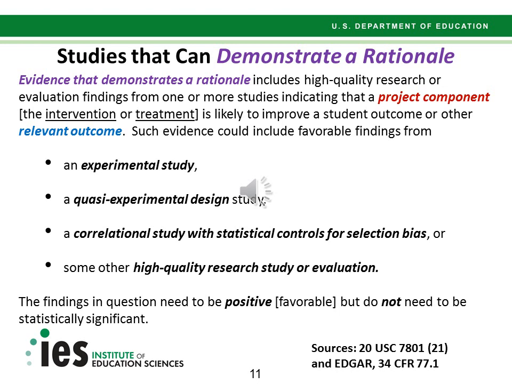Evidence that demonstrates a rationale can include favorable findings from an experimental study, a quasi-experimental design study, a correlational study with statistical controls for selection bias, or some other high-quality research study or evaluation. The findings in question need to be positive, that is, favorable, but do not need to be statistically significant. These findings do not need to be reviewed by the What Works Clearinghouse or meet WWC evidence standards.